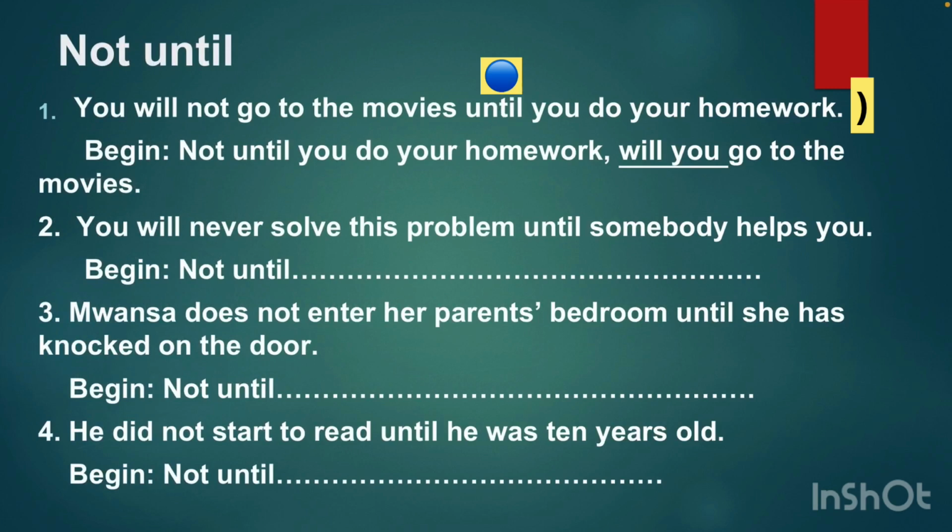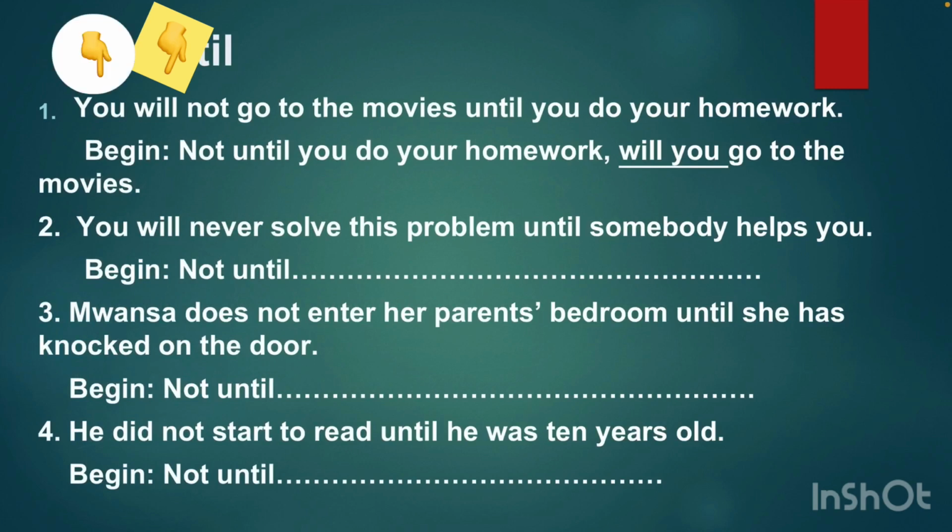So, not until you do your homework. Then you put a comma. So, what you do here is, you are now going to connect this idea. Now, what we do here is you swap the auxiliary verb and the subject pronoun. You will.